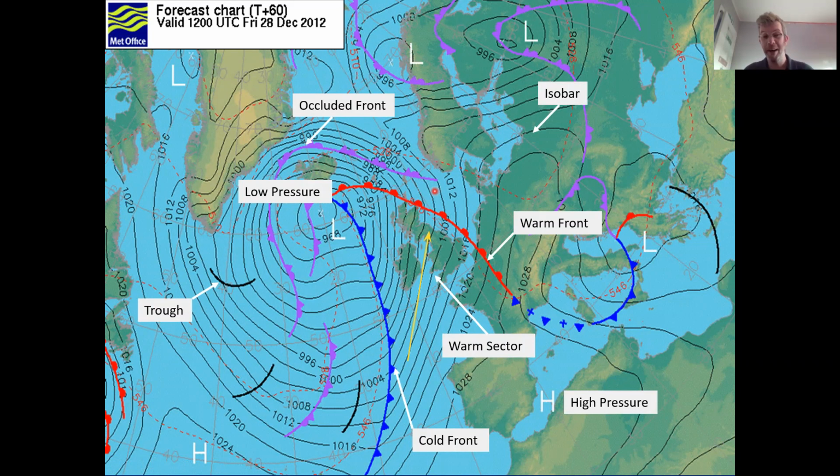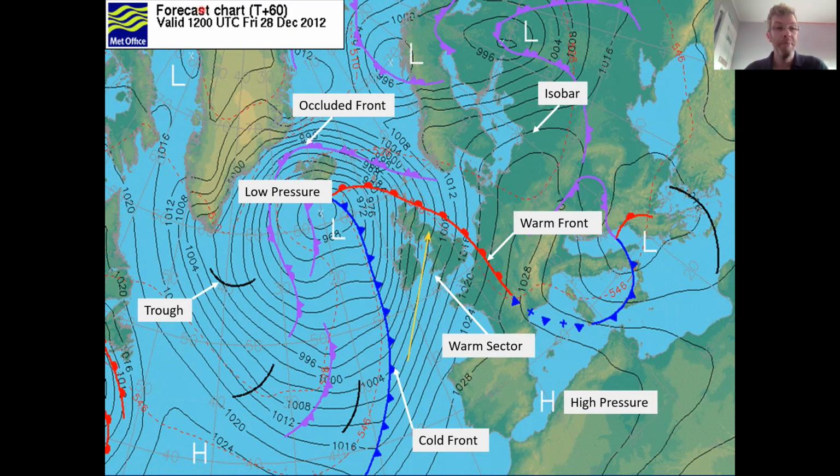And a little bit of background information here. All the low pressure systems form in the southern part of the Atlantic and trek across towards the UK. So they move from the southwest to the northeast while they're rotating.